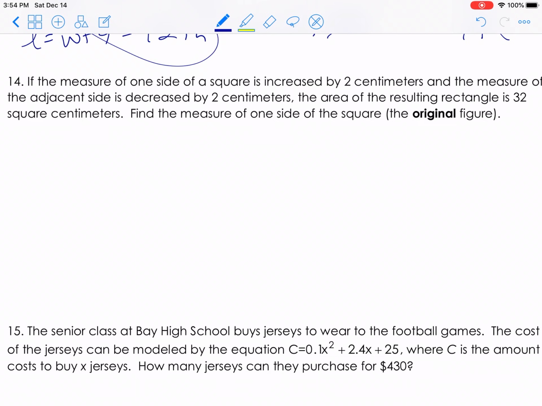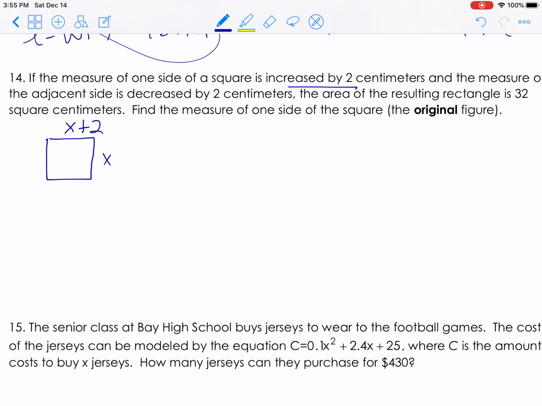If the measure of one side of a square, okay, so let's start by drawing a square. The thing that we know about squares is all the sides are the same length, so I'm going to call those both x. If the measure of one side of a square is increased by 2 centimeters, so if I take one side and increase it by 2, and the measure of the adjacent side is decreased by 2 centimeters. So adjacent means the side touching it, so this one's x minus 2. The area of the resulting rectangle, so it's not a square anymore because one side was made bigger by 2, the other side smaller by 2.